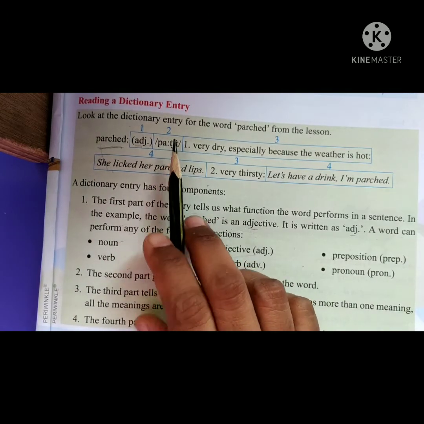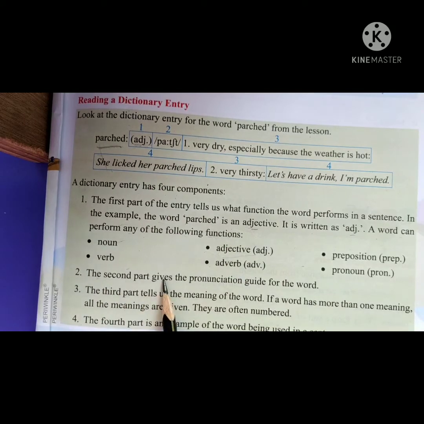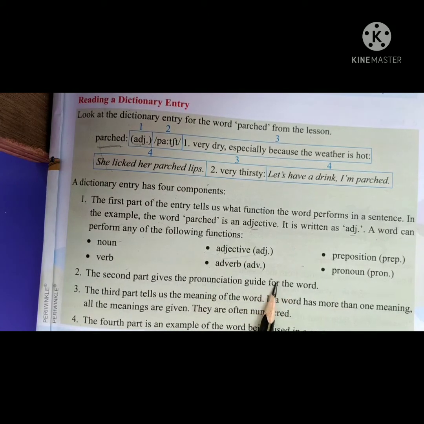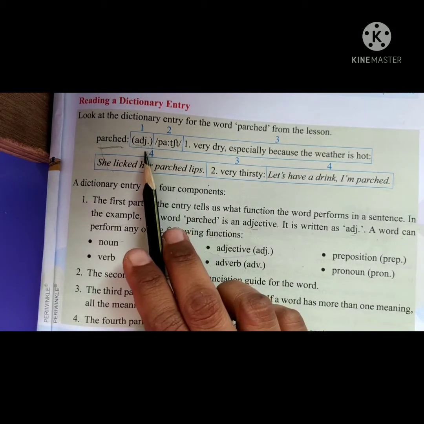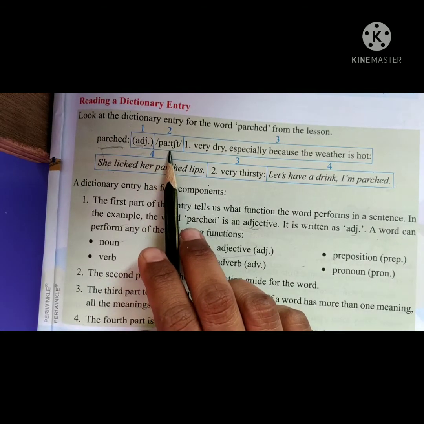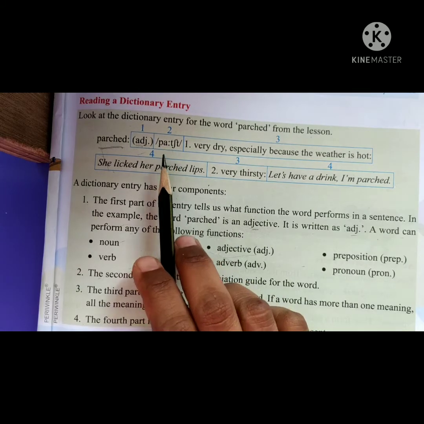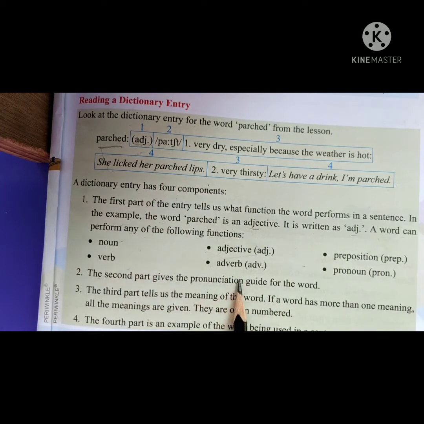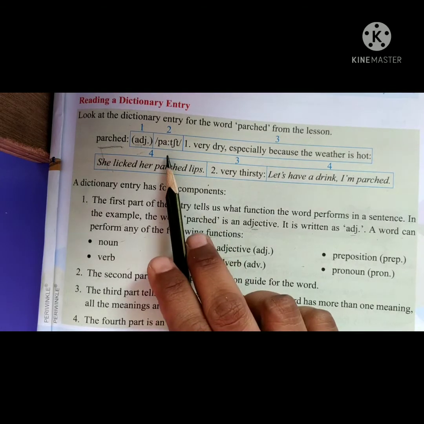The second part gives the pronunciation guide for the word. Pronunciation. How? Parched. The pronunciation guide for the word tells us how we have to read it.